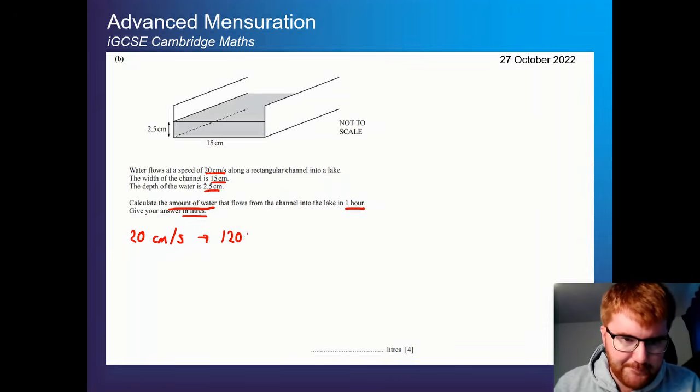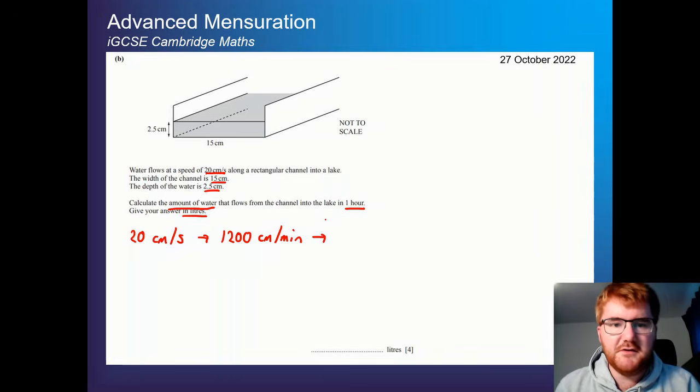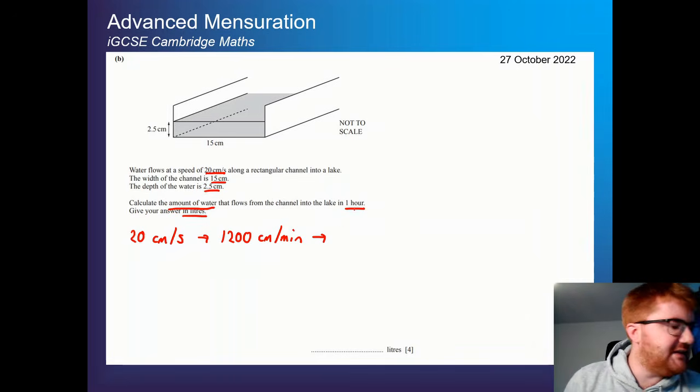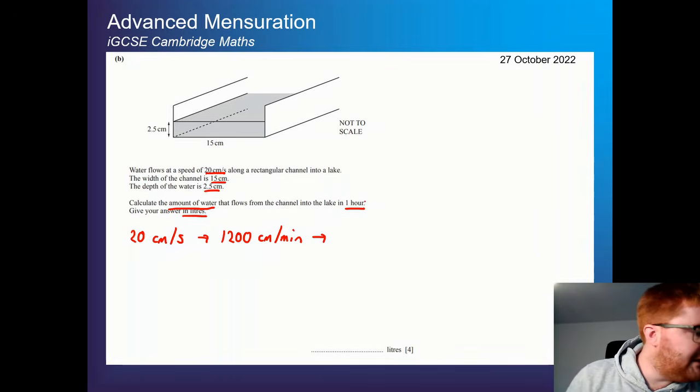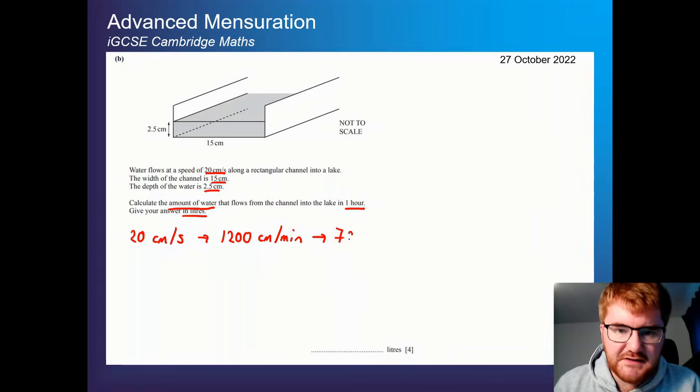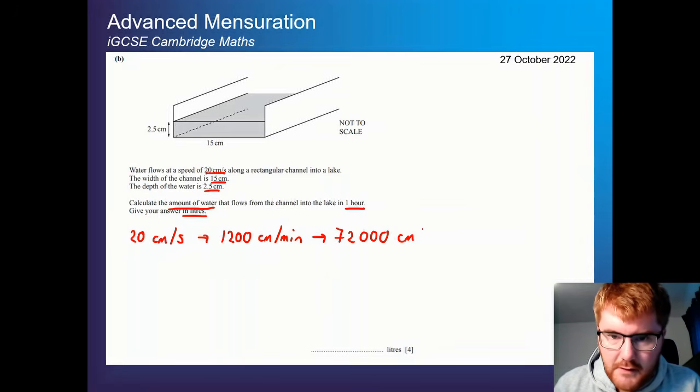Again, use a calculator. That's going to be centimeters per minute. And then we want to get to an hour. So what do we do to go from minutes to hours? We times by 60 again. So times that by 60, we then get 72,000 centimeters flowing through per hour.